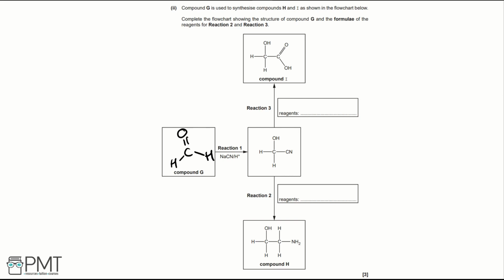Then, looking at reaction 2, it's a reduction reaction, which means we need hydrogen gas and a nickel catalyst. Then, reaction 3, the cyanide group has turned into a carboxylic acid. For this to occur, we need an aqueous acid, for example, hydrochloric acid. But sulfuric acid would also be accepted, as long as the formula is correct. For this question, you get a mark for compound G, the reagents for reaction 2, and the reagents for reaction 3.